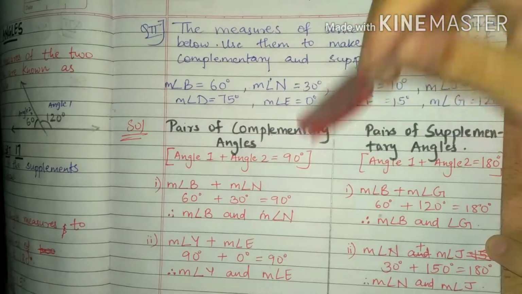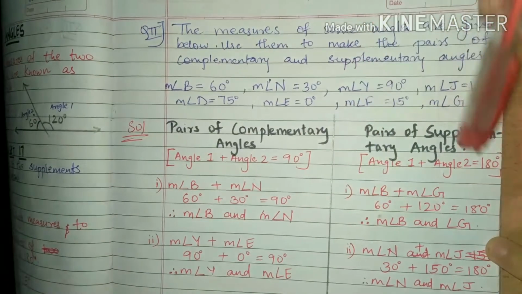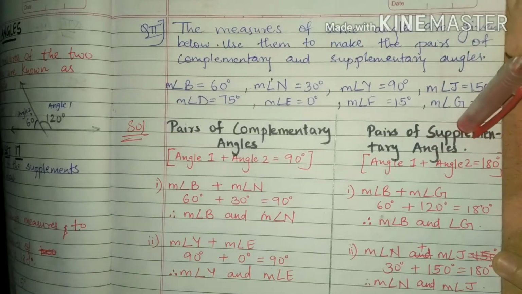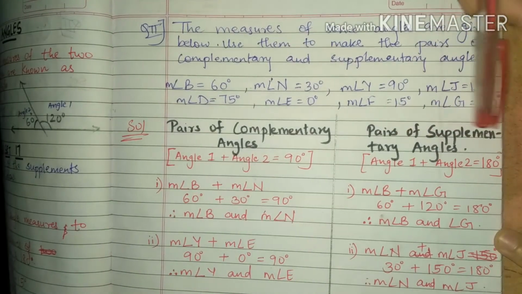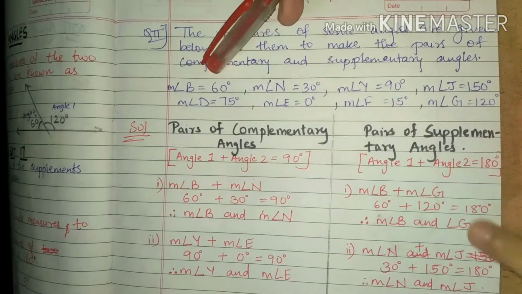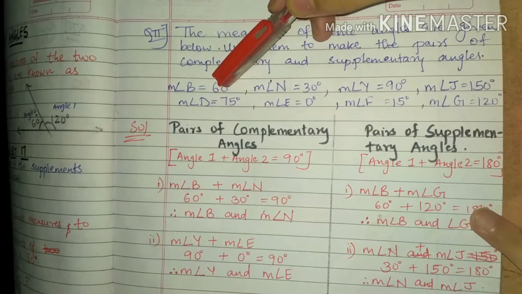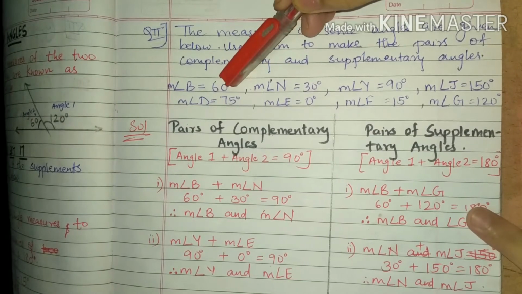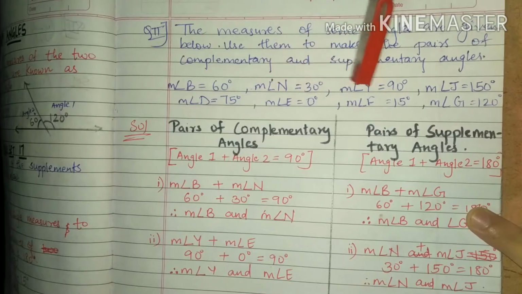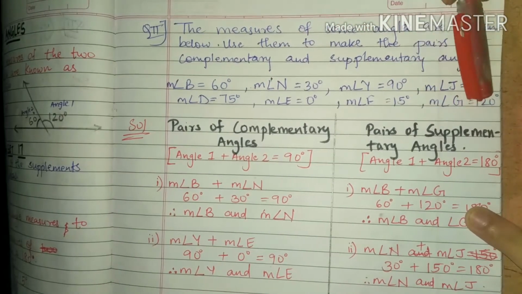Then you will write in the complementary angles part, and if the sum is equal to 180, you have to write in the supplementary angles part. See, pairs of supplementary angles. Let's see, measure angle B, which is what? 60 degree. So if one angle is 60, then the other angle needs to be how much? 120. So is there any other angle which measures 120? Yes, we have. Measure angle G.